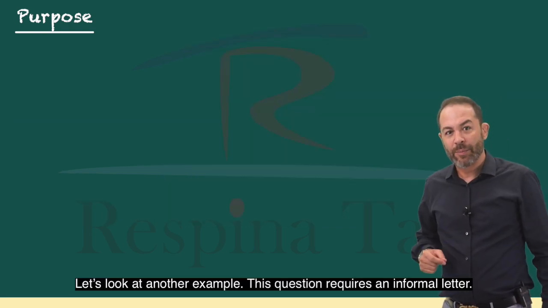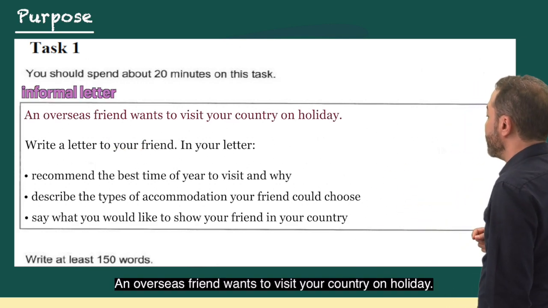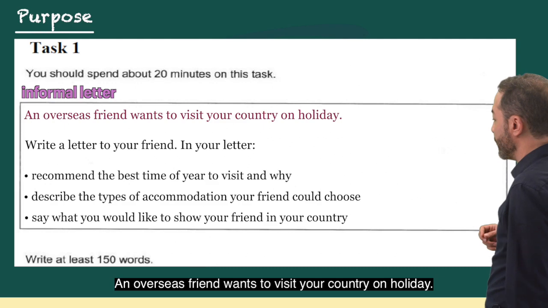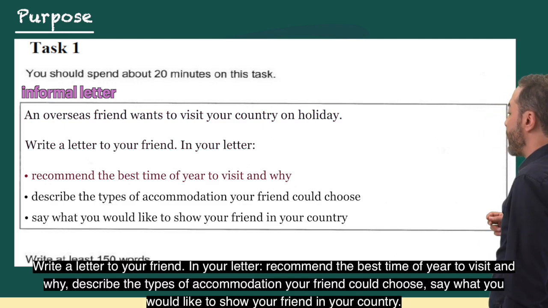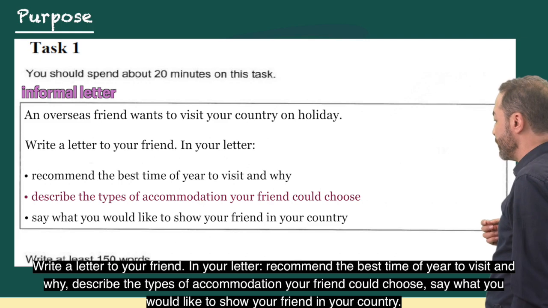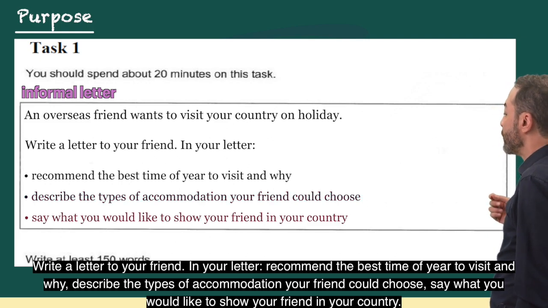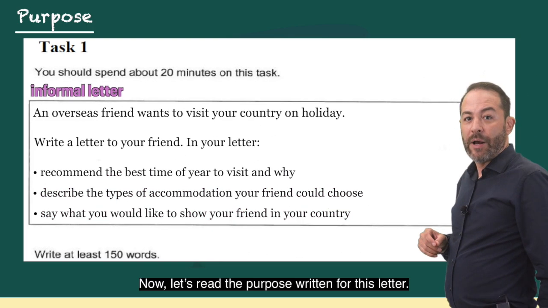Let's look at another example. This question requires an informal letter. An overseas friend wants to visit your country on holiday. Write a letter to your friend. In your letter, recommend the best time of year to visit and why. Describe the types of accommodation your friend could choose. Say what you would like to show your friend in your country. Now, let's read the purpose written for this letter.